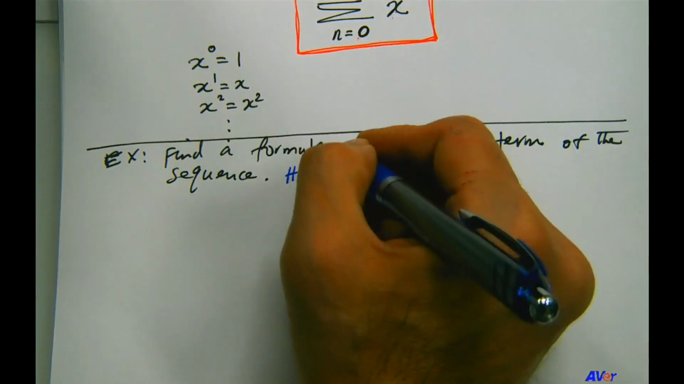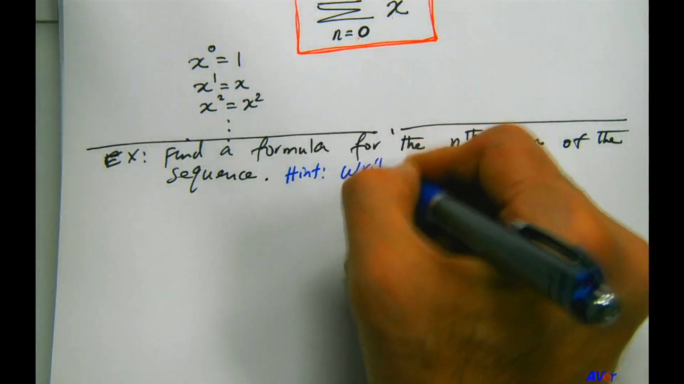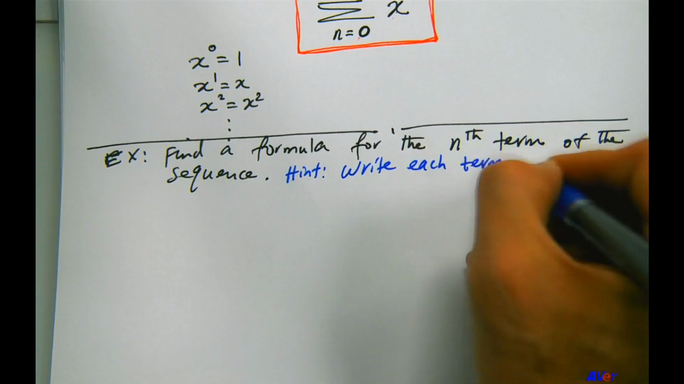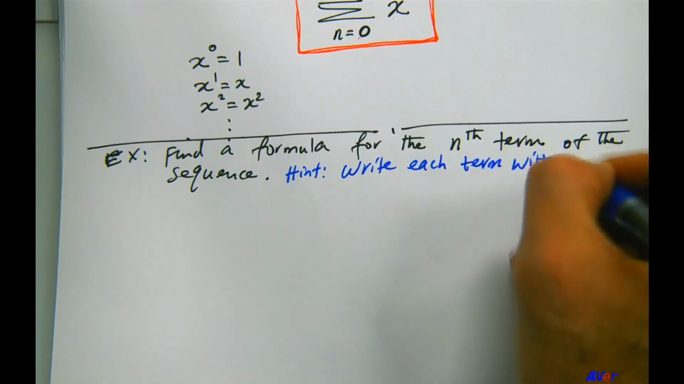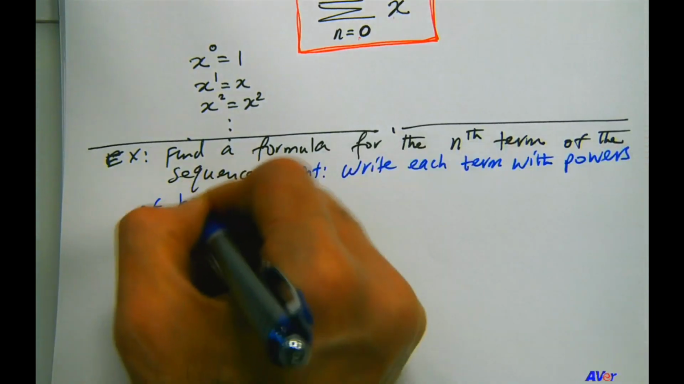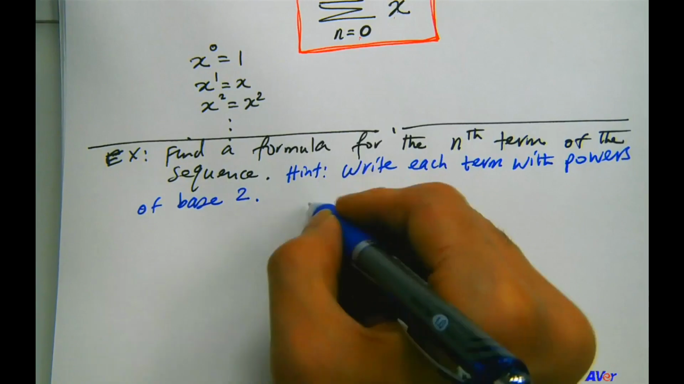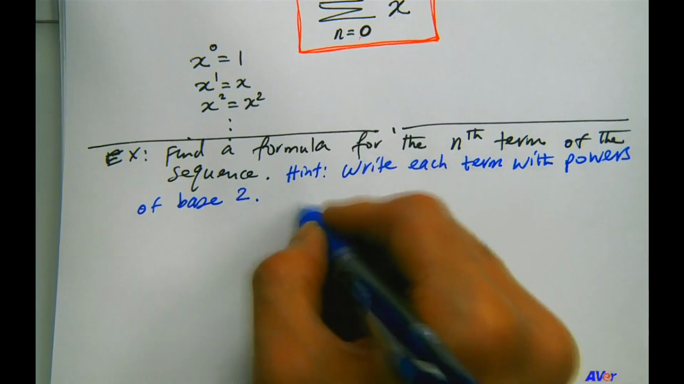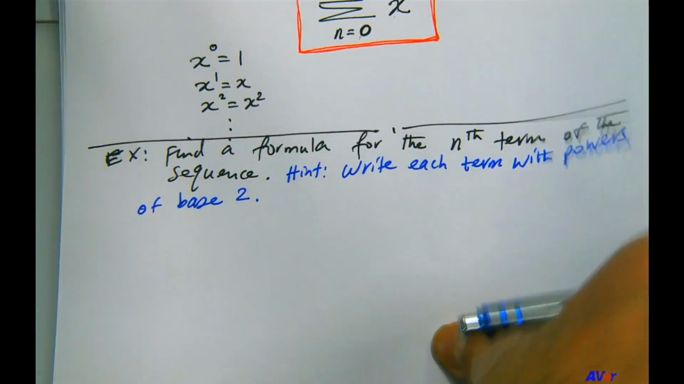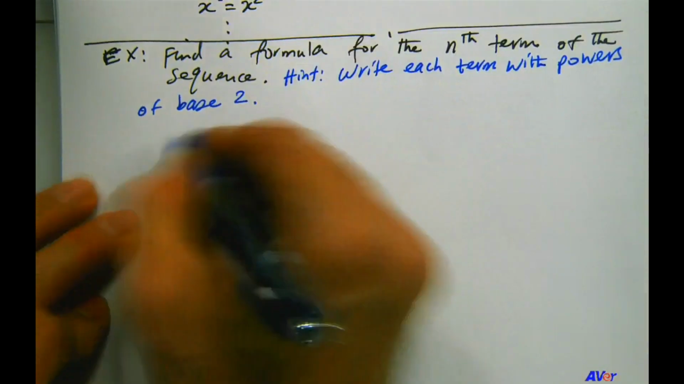Write each term with powers of base 2. And here's the sequence, or individual digits in the sequence, because we need to find the formula for it. So they have to give us the individual terms in the sequence, which are as follows.